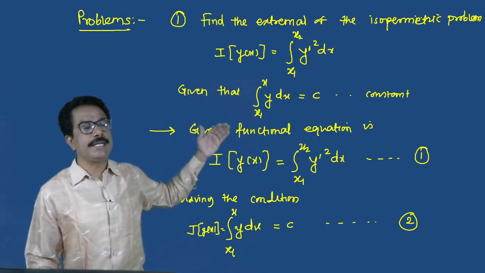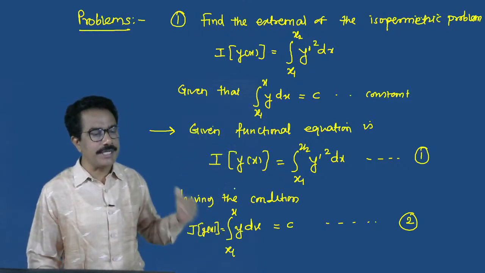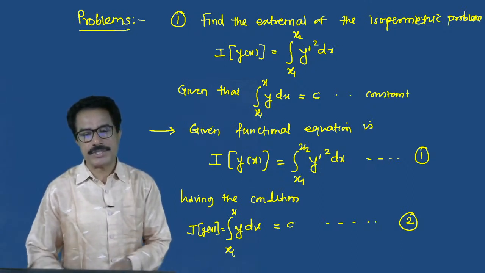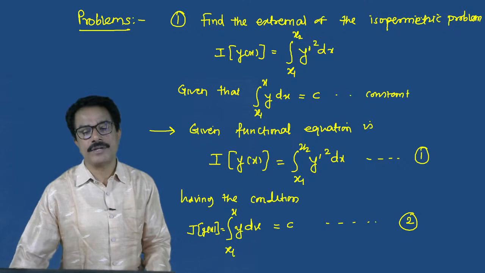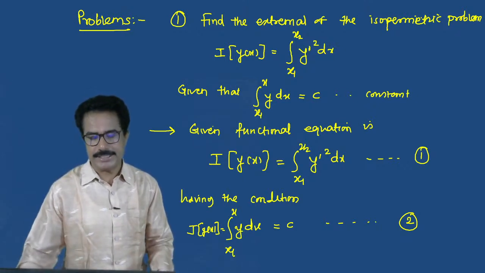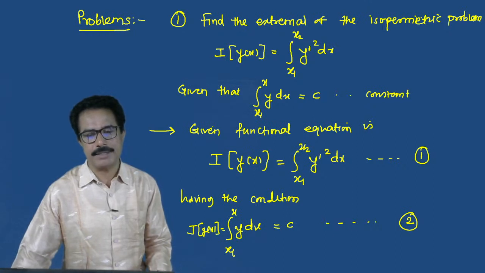So we can form the condition. This is suppose f and this is suppose g. Take the function that is constant as g. So we can write this as, now how will you combine them?